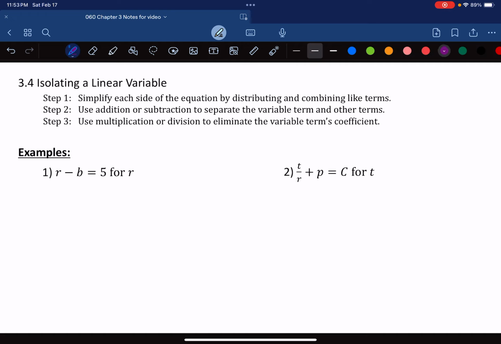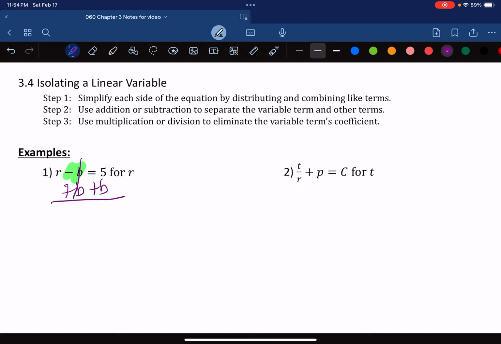So let's look at these examples. The first one, we want to isolate the variable r from the other terms. And there's no simplifying we need to do to start with. We have this b on the same side, and so we want to get that b to the other side, so we're going to add it to both sides.